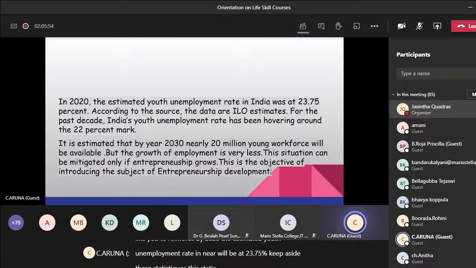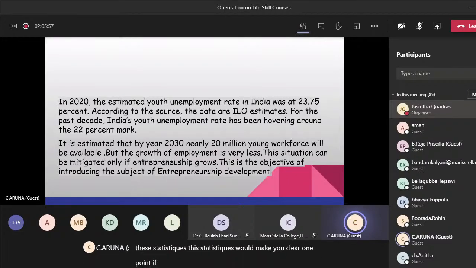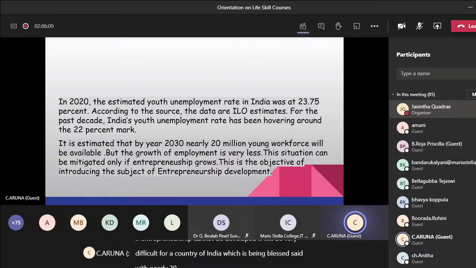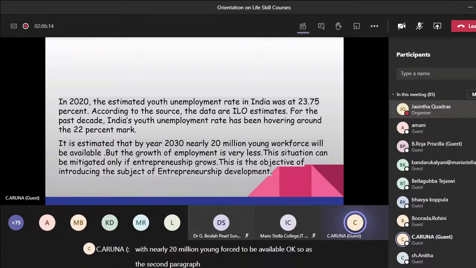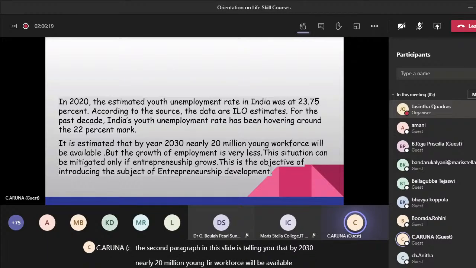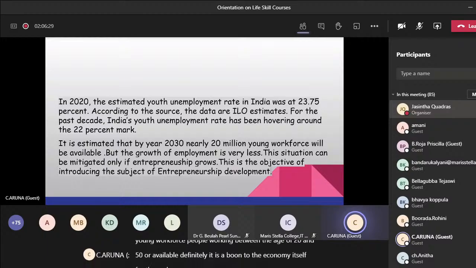These statistics will make one point clear: if there are no further efforts, if entrepreneurship cannot be developed, it will be very difficult for a country like India, which is blessed with nearly 20 million young workforce. Okay, so the second paragraph in the slide tells you that by 2030, nearly 20 million young workforce will be available. If a young workforce, people working between the age of 20 and 50, is available, definitely it is a boon to the economy itself, for entrepreneurship to grow.